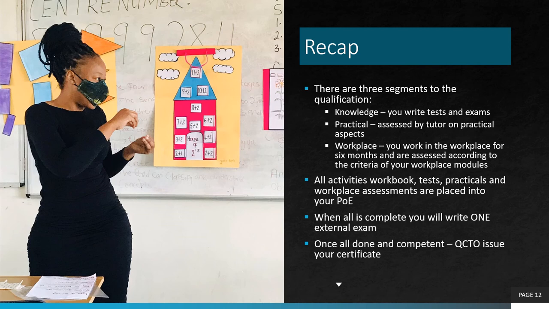Only once you have completed every single aspect, as I've said to you, will you be allowed to write an external exam. How would you know if you're ready? Your tutor would give it to me or to the principal, and we will go through and tick it off to make sure that all activities have been completed and that you are competent. Only once you are competent and you have written your final exam and passed that and have your portfolio 100% correct, will the QCTO issue you with your certificate.